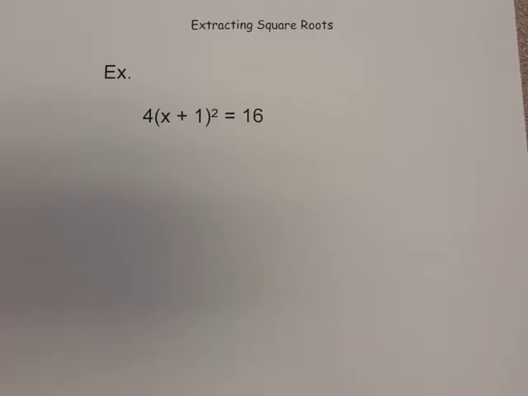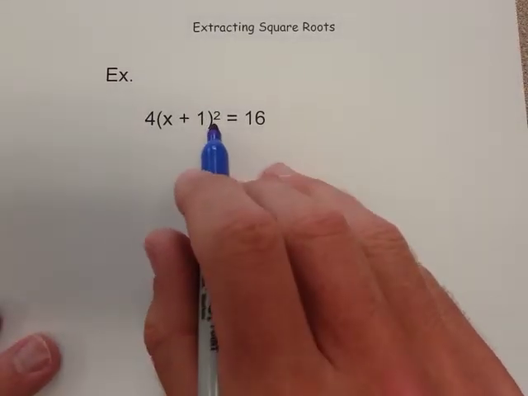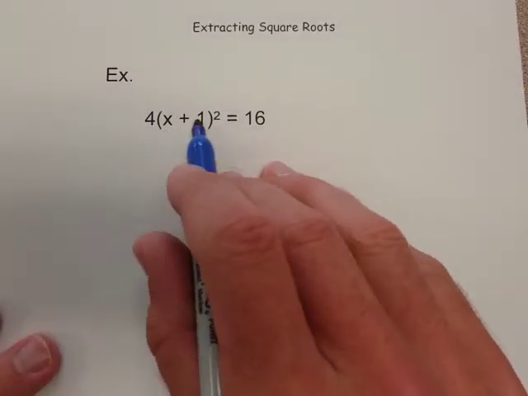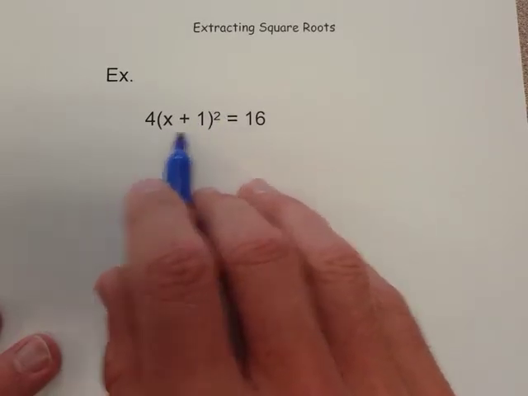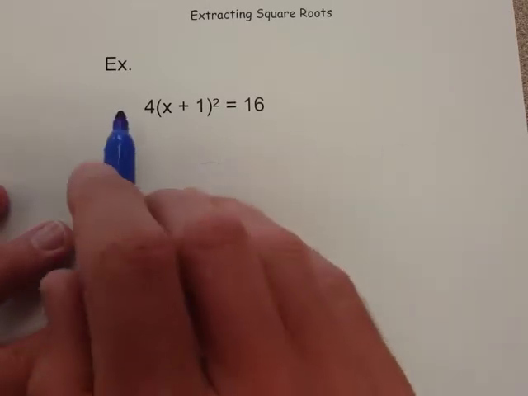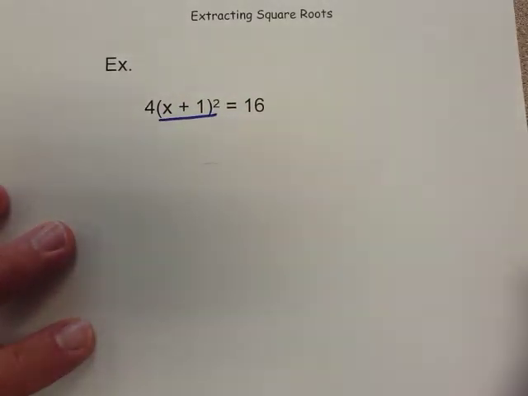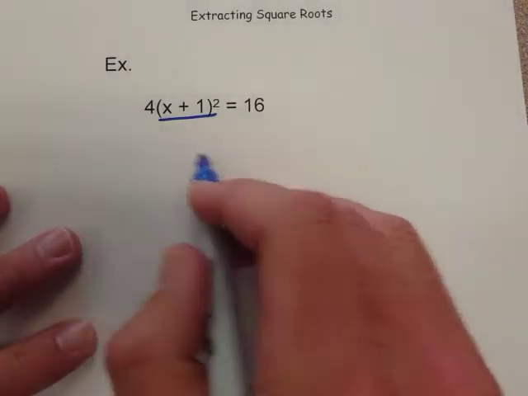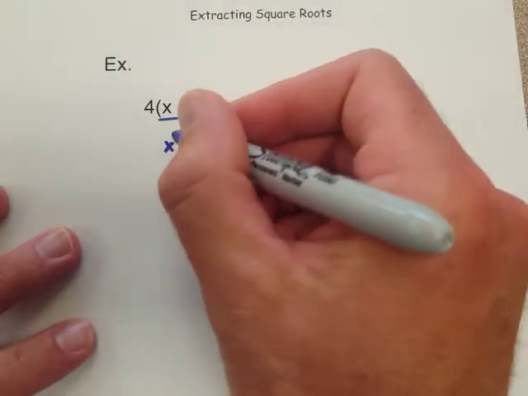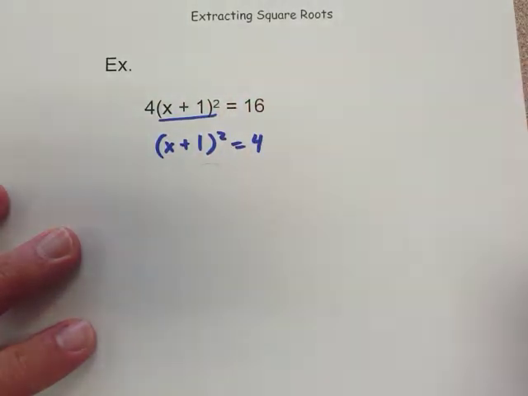So extracting the square roots, what you're going to expect to see is some type of square in there. So it's x plus 1 squared attached to this. Now if we're going to solve this equation, one thing that we need to do first is to get rid of this 4 that's attached to it. We want to isolate the square part. So we're going to divide by 4 on each side. If we do that, we're left with x plus 1 squared equals 4.